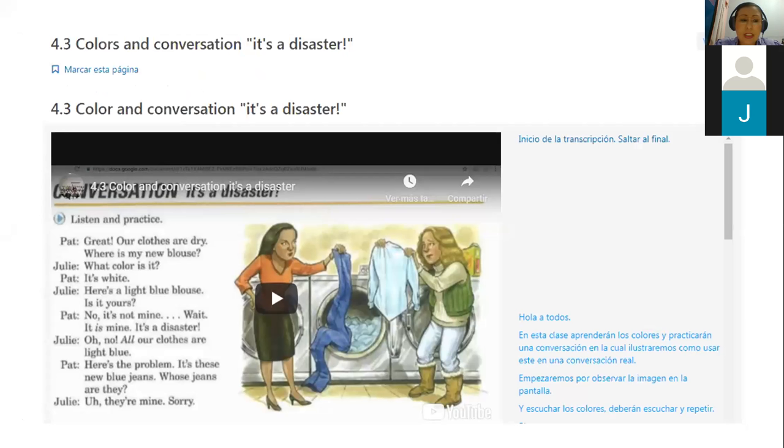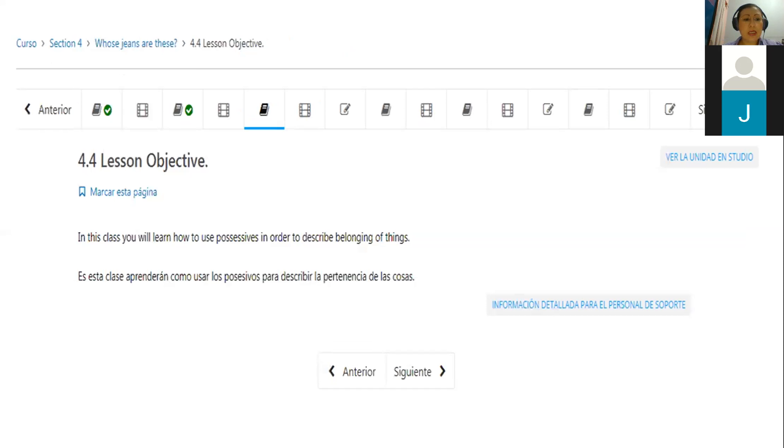For the colors, in the platform, you have this conversation between Pat and Julie, and they are talking about the color of different pieces of clothes. You can watch the video many, many times until you can get all the content, pronounce all the new words you have there, and train your ear on how those words are pronounced by American native English speakers. For tomorrow, we are going to continue with the possessives. So I'm going to stop sharing.